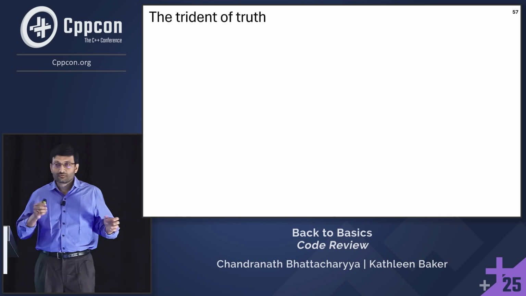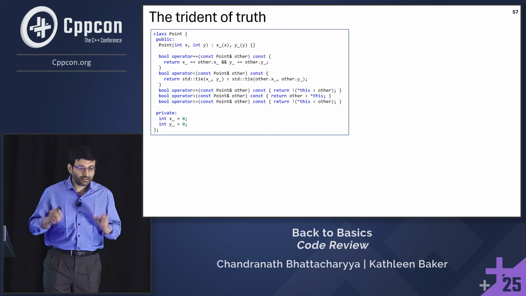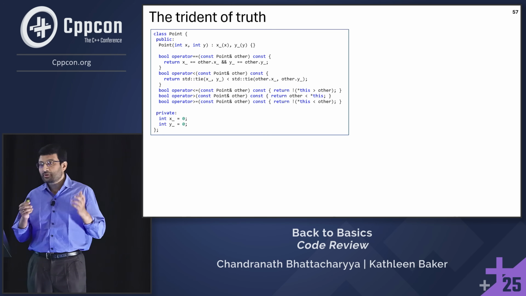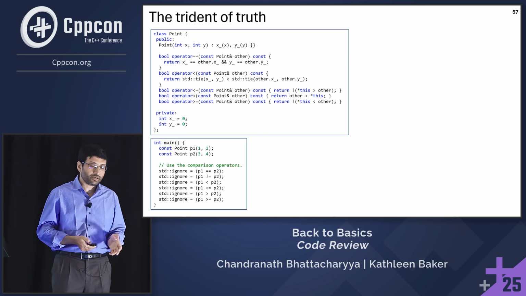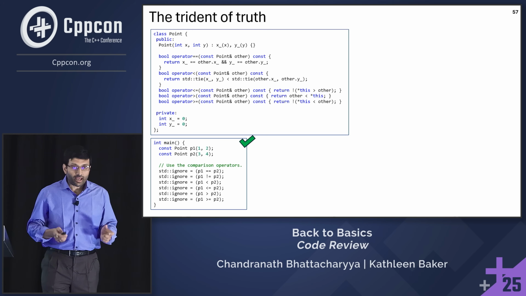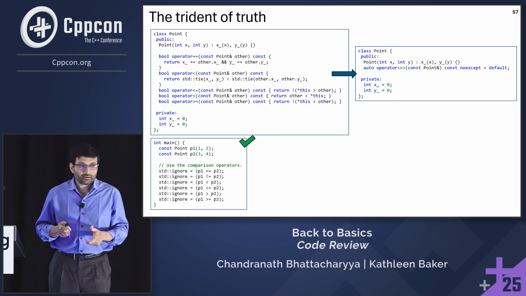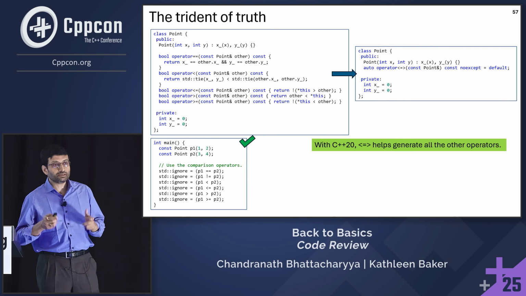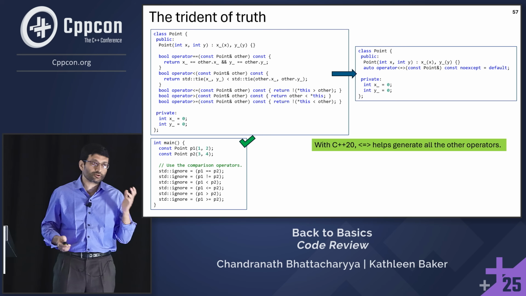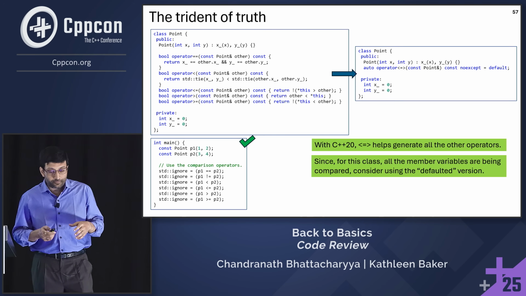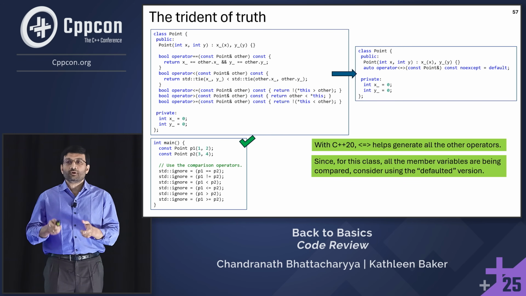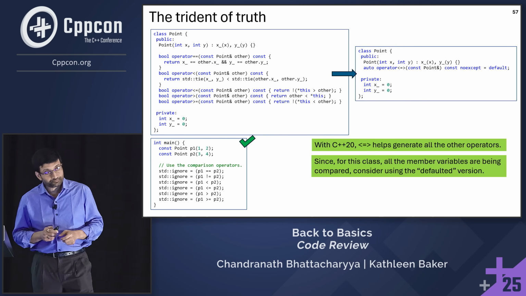Next scenario, the trident of truth. Okay, what can that be? We have a class Point, which has equality operator defined and also all the comparison functions, because we want to use them in this way. This code works just fine. Okay, how can this be made better? With C++20, we have the spaceship operator, which can help us generate all the other functions. So we don't need all this other code. And in this particular case, since all the member variables will be compared, we can totally use the defaulted version of the spaceship operator.